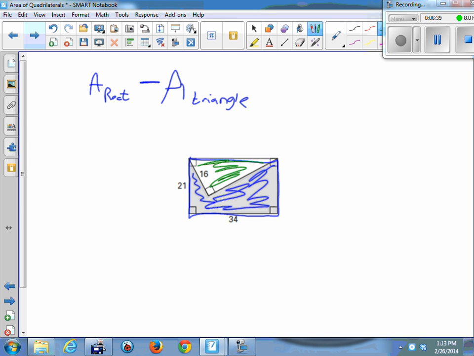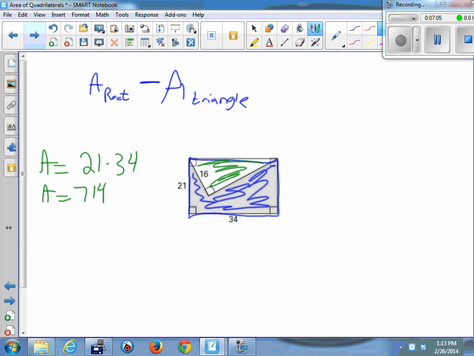So the way to find this is I'm going to find the area of my rectangle. So area of a rectangle is its base times its height. All right, so we have 21 times 34, which will give me area is 714. All right, so that is not necessarily the answer. That's the area of the rectangle.